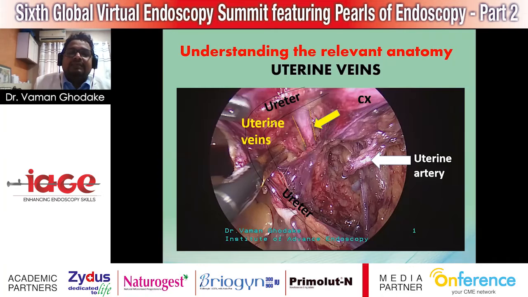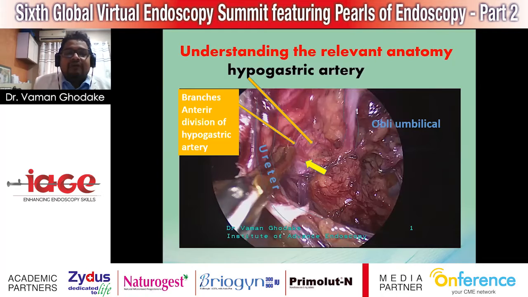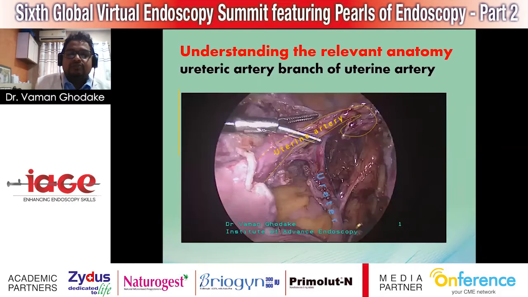This is the one and the second uterine vein. You can see the ureter, cervix, and the cut pedicle of the uterine artery. Now, after taking the uterine vein, a little bit anteriorly or upwards, you'll have the hypogastric artery, which gives again anterior and posterior divisions, and another branch of the uterine artery, that is the ureteric branch.